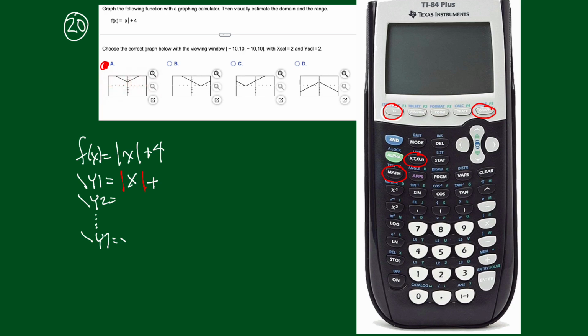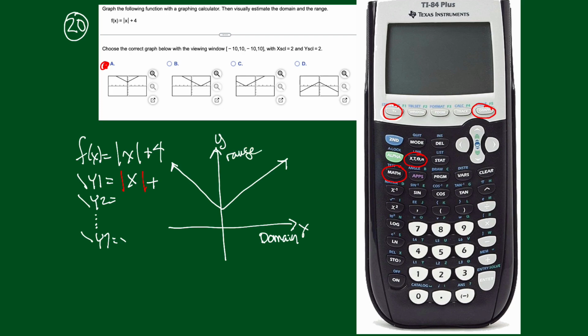You know what, I'm going to draw this again a little bit bigger. So the graph looks like this. Now the calculator only gives us a certain window. But these are the X values here. These are the Y values. This is where the domain is. The domain is on the X values, and the range is up here on the Y values.